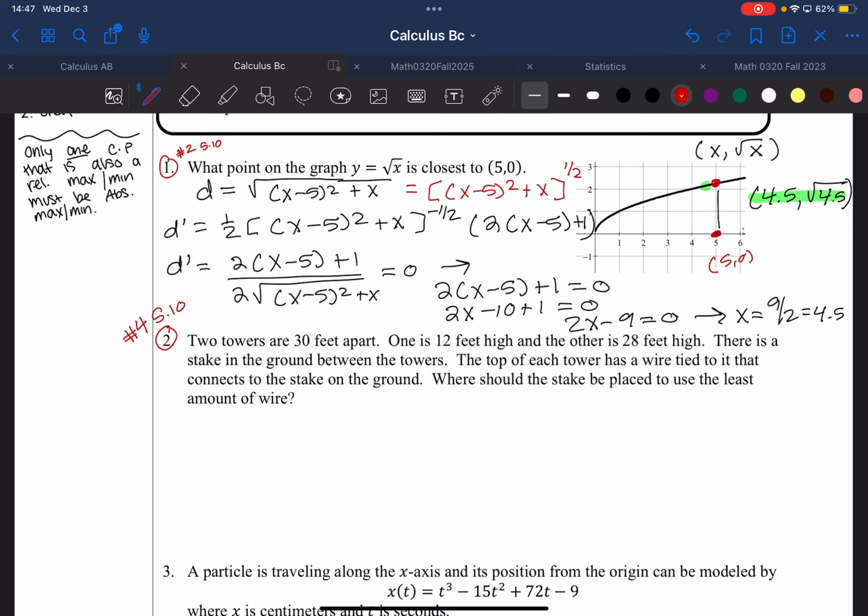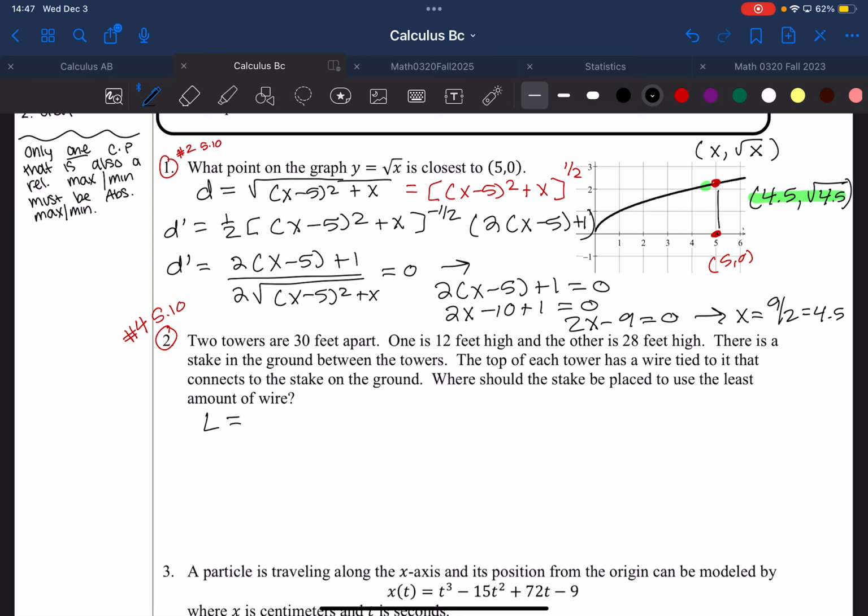There is a stake in the ground between the towers. The top of each tower has a wire tied to it that connects to the stake on the ground. Where should the stake be placed to use the least amount of wire? So when we did this problem on 5.10, we found the following equation. And that was the equation for the length of the wire.